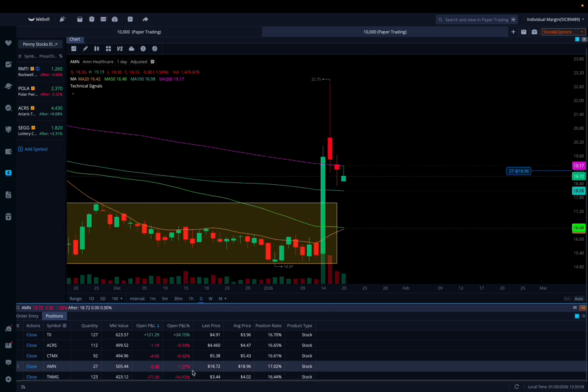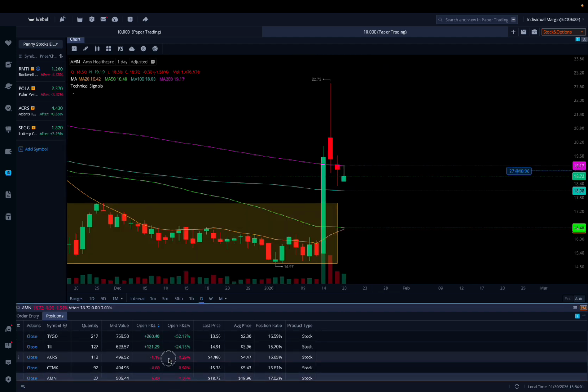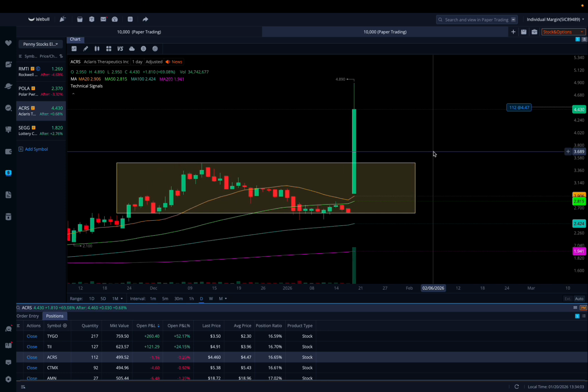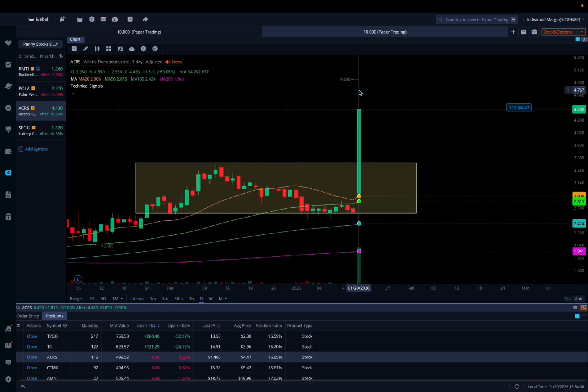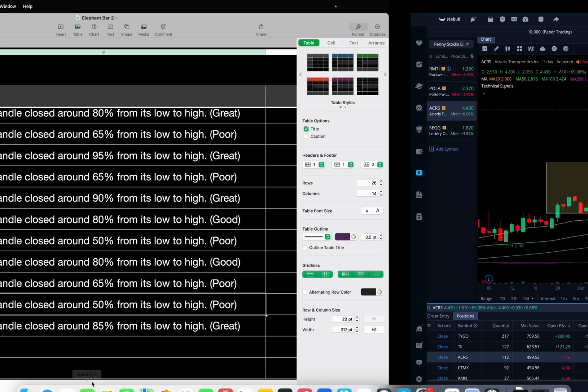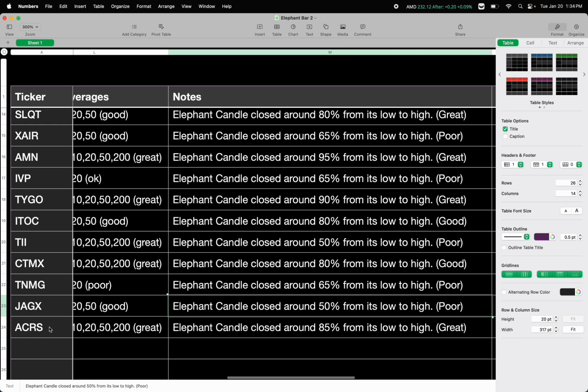In fact, let's look at one of the trades that I barely entered today, which is ACRX. Prime example here of what I'm looking for. We have a nice little range right here. Aggressive, explosive candle, closing definitely above the 80% mark right here. Taking a look at our spreadsheet here at the most recent one, ACRX.